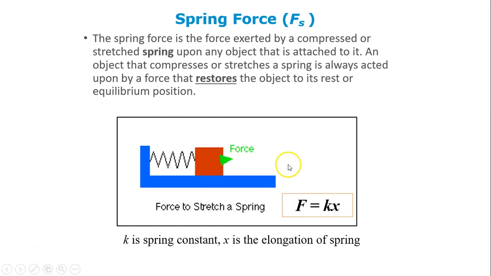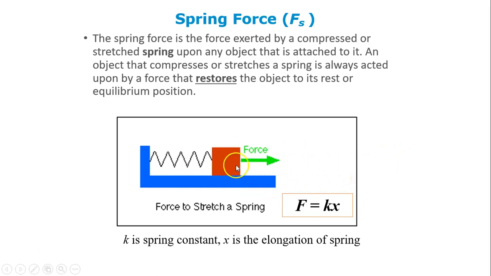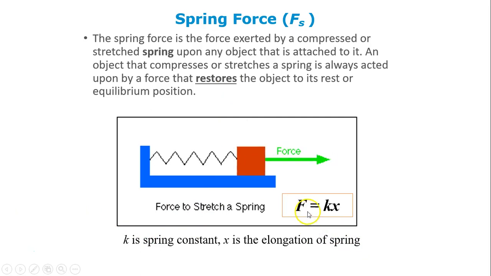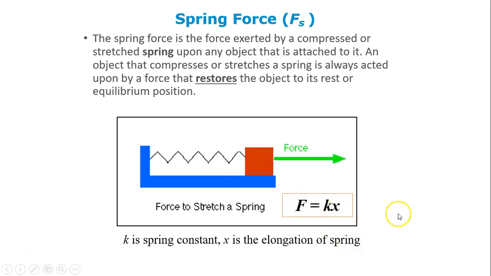So as the object is stretched, there is a force pushing it toward its center. When the spring is compressed, the force is going to push the object to the right. So there is always a force trying to pull the object toward the center, always coming back. The magnitude is F equals kx. As you can see, the force changes directions. In this equation, k is the spring constant and x is the elongation of the spring. We're going to study this equation in detail later on.